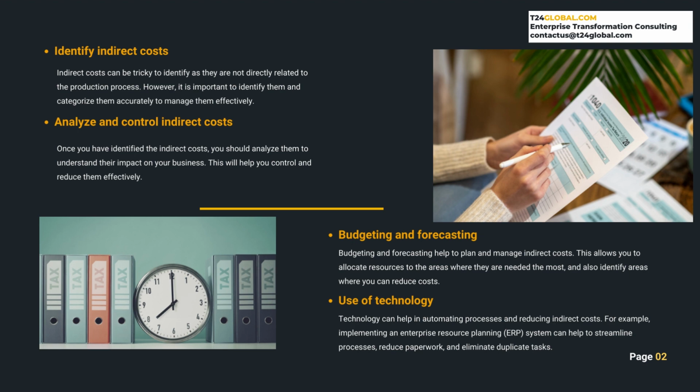4. Use of technology. Technology can help in automating processes and reducing indirect costs. For example, implementing an enterprise resource planning (ERP) system can help to streamline processes, reduce paperwork, and eliminate duplicate tasks. The key persona involved in this bullet point is the IT department.